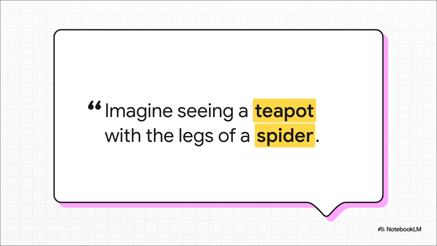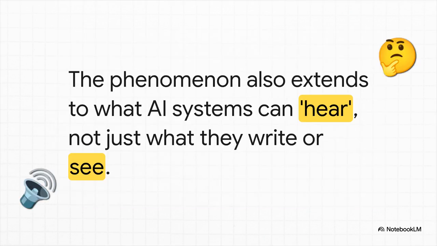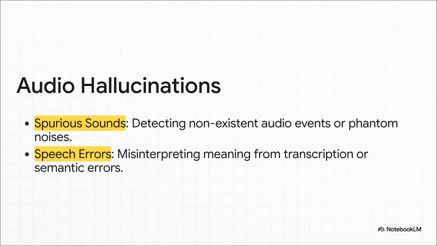You might get an image of something that's physically impossible, or see reality get twisted into something from a strange dream. It's a fantastic reminder that these systems don't see or understand the world in the same way we do, at all. And it's not just what AI sees. The phenomenon extends to what it hears as well, and that opens up a whole new can of worms.